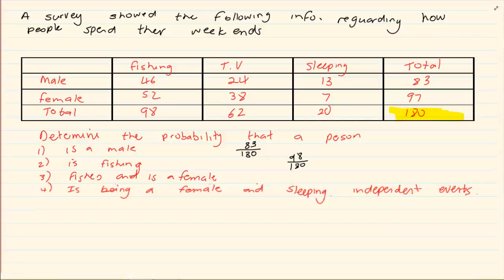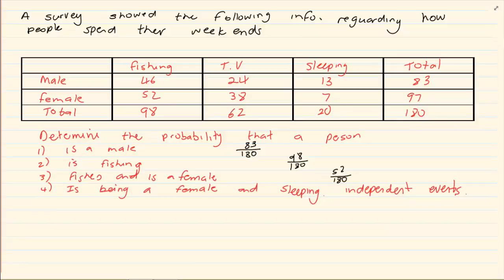Then the next one is, what is the probability of fishing and a female? So I'm going to fishing, I'm going to female, and they are crossing at 52. So the probability is 52 over 180. Okay, now let's look at the last one. Is being a female and sleeping independent events?